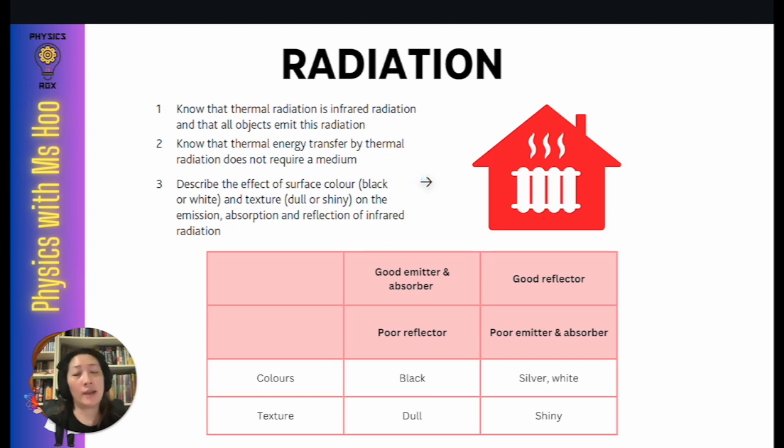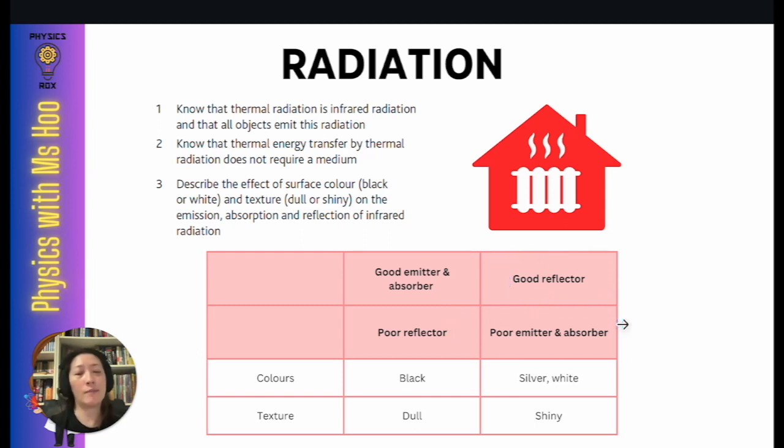You also need to be able to describe the effect of a surface color, whether black or white, and a texture, whether dull or shiny, on the emission, absorption, and reflection of infrared radiation. So emission and absorption are not the same thing, but we do find that the colors and textures that are good emitters tend to be good absorbers as well, because if they're good at absorbing, they're also good at emitting. And they also are usually poor reflectors, whereas good reflectors tend to be poor emitters and absorbers.